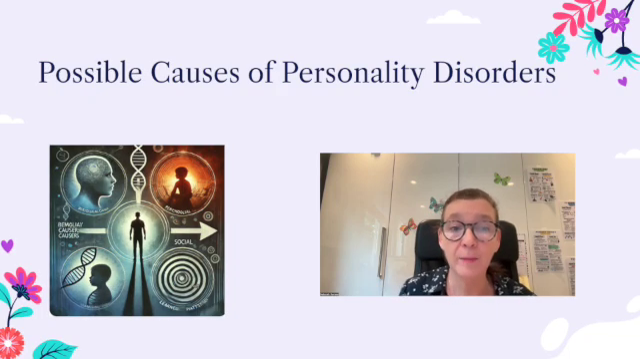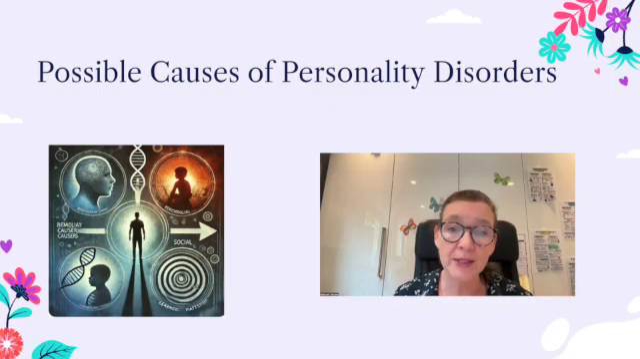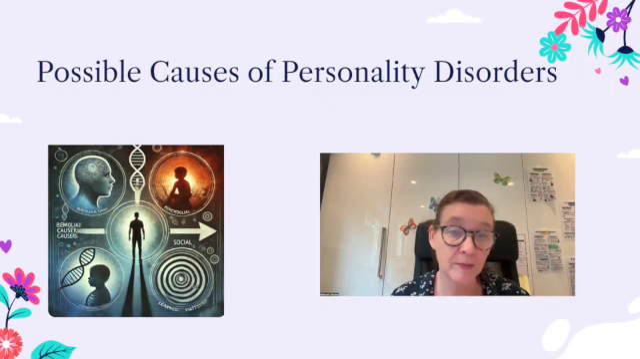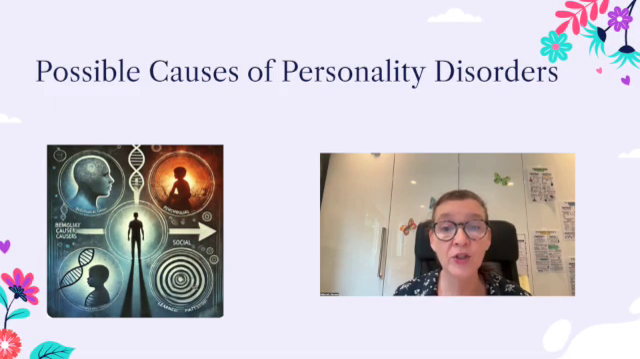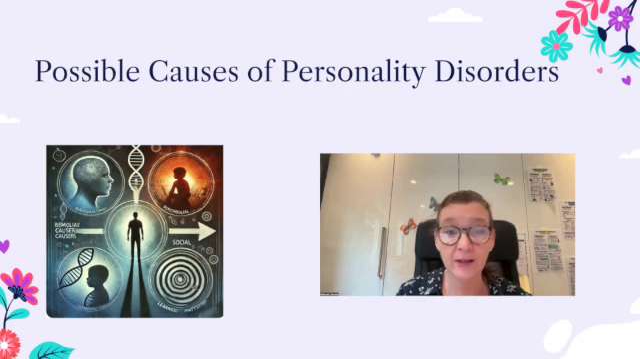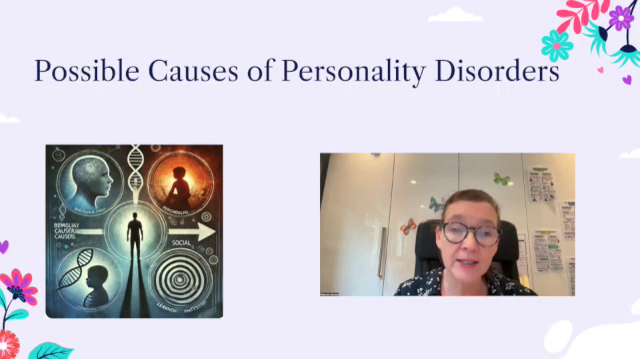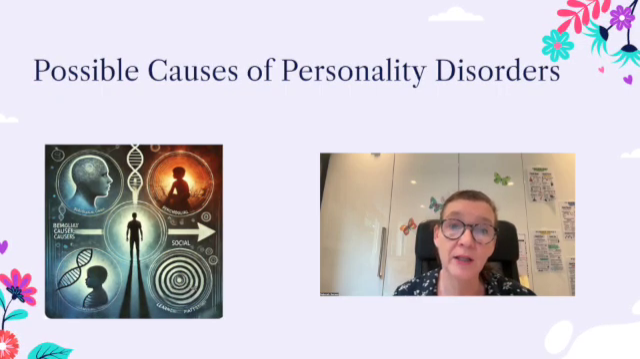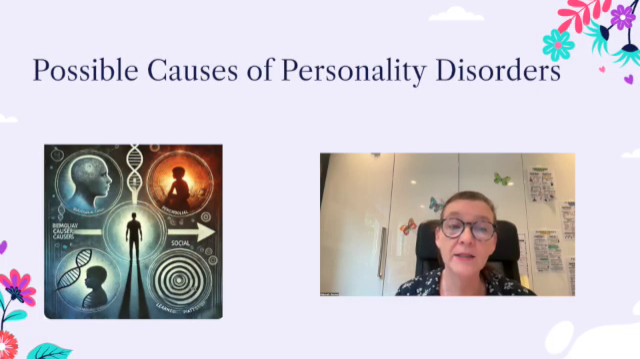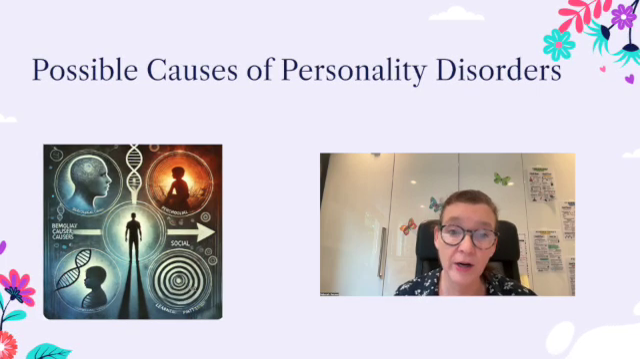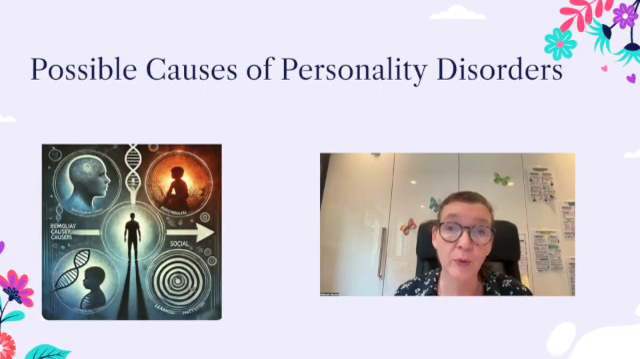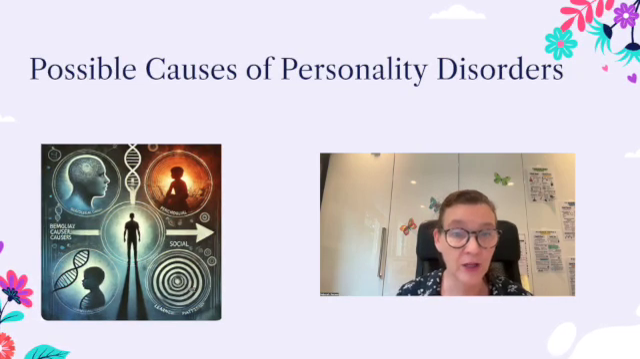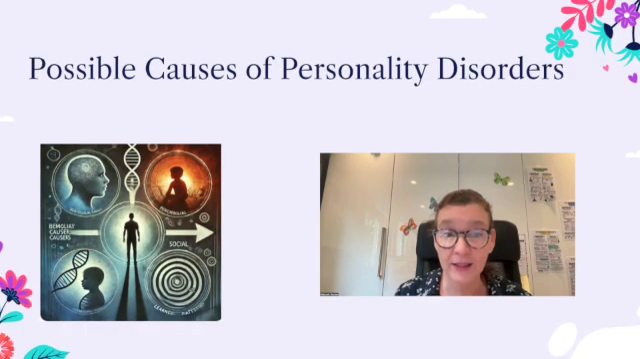Let's start with the biological causes. Research shows that some individuals may have a genetic predisposition to traits like impulsivity or emotional instability, which can increase their risk for developing personality disorders. There's also evidence that neurotransmitter imbalances, particularly low serotonin levels, are linked to issues with mood regulation, aggression, and impulse control, all of which are common with certain personality disorders like borderline or antisocial personality disorder.